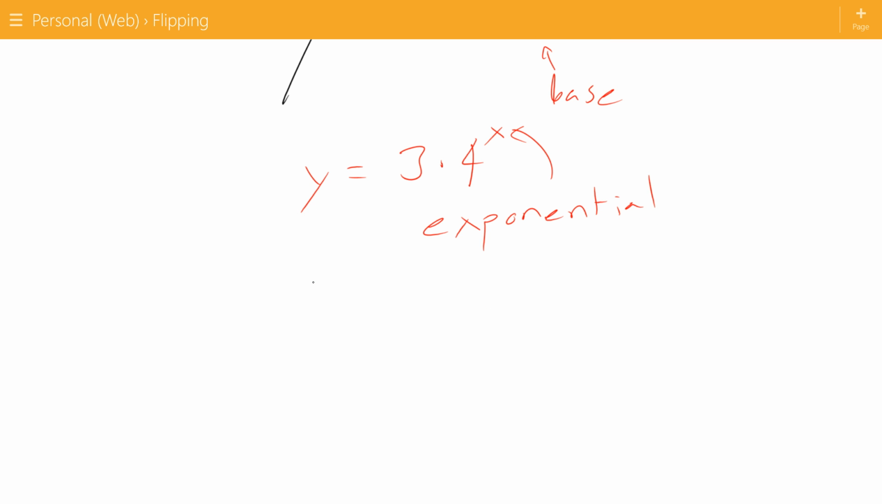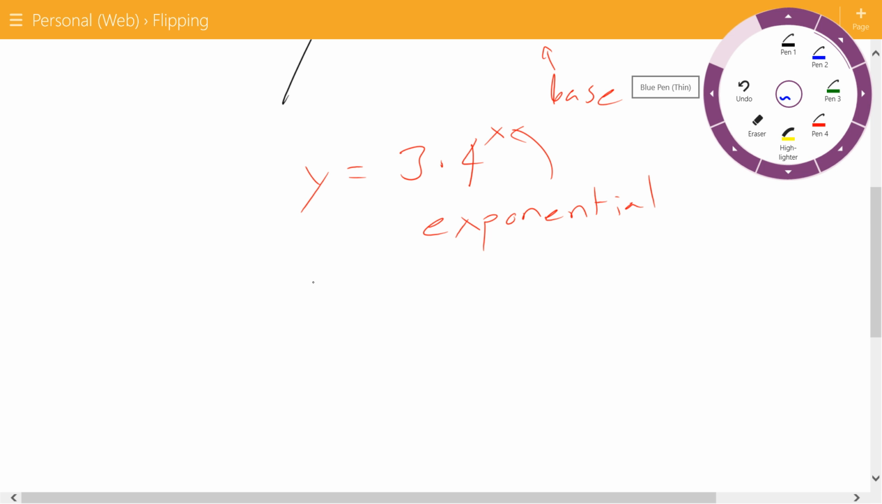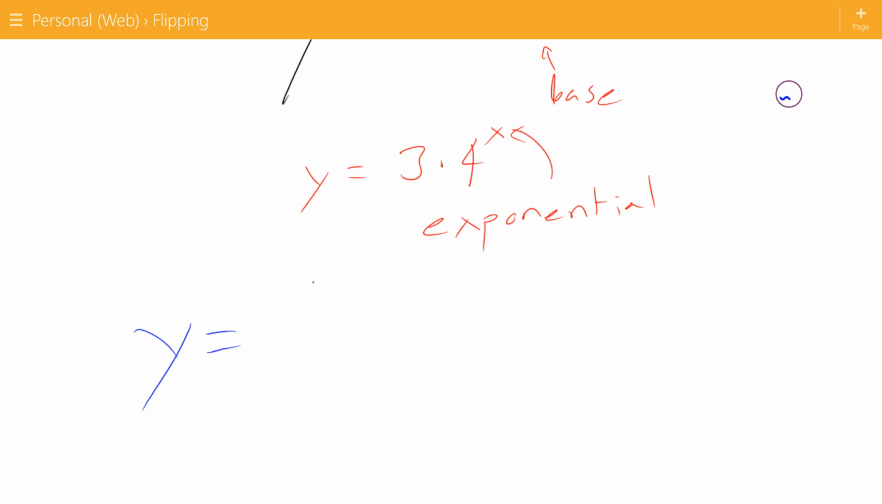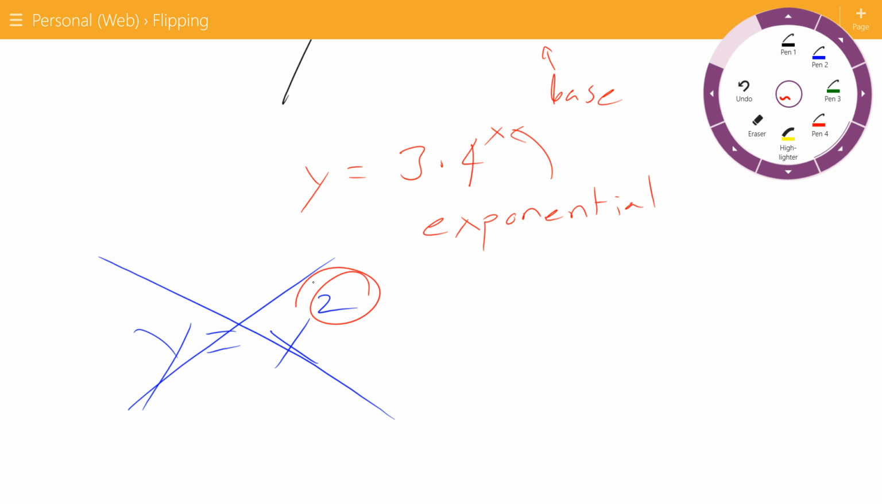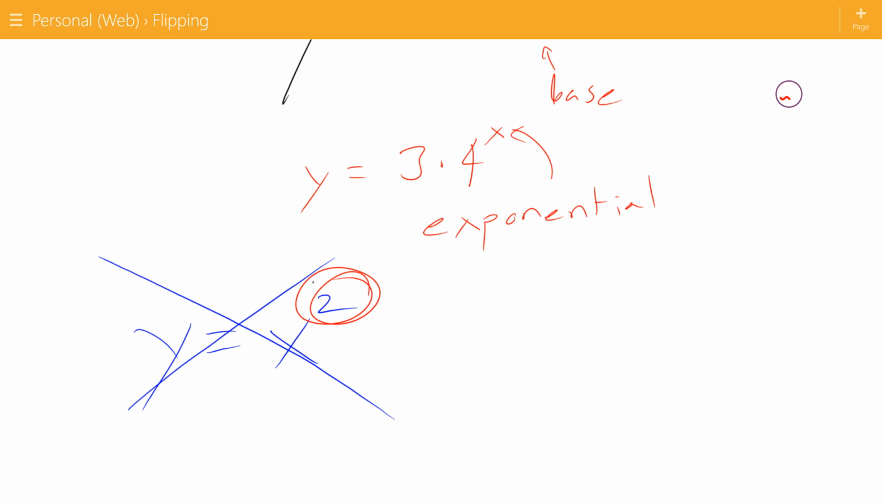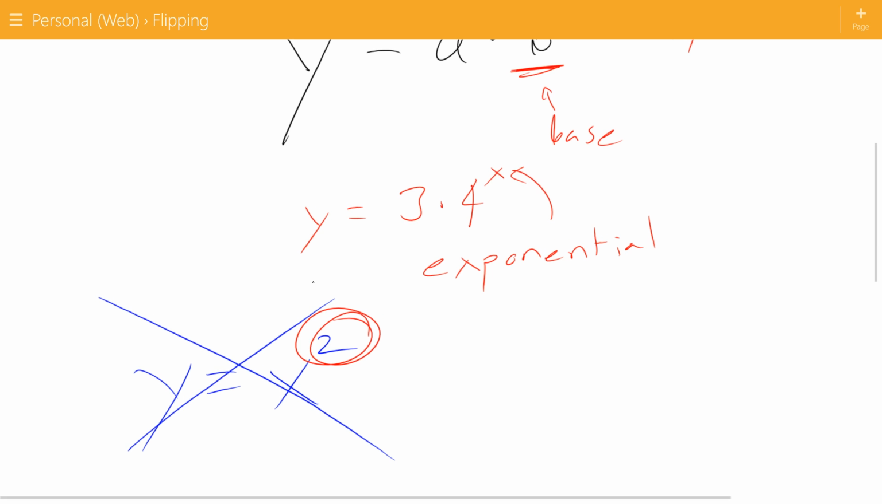What is not an exponential function is if I have something like y equals x squared. No, that is not an exponential function because your exponent is a constant. It is a number. That does not change. It is not a variable. So that is separate. That is not an exponential function.